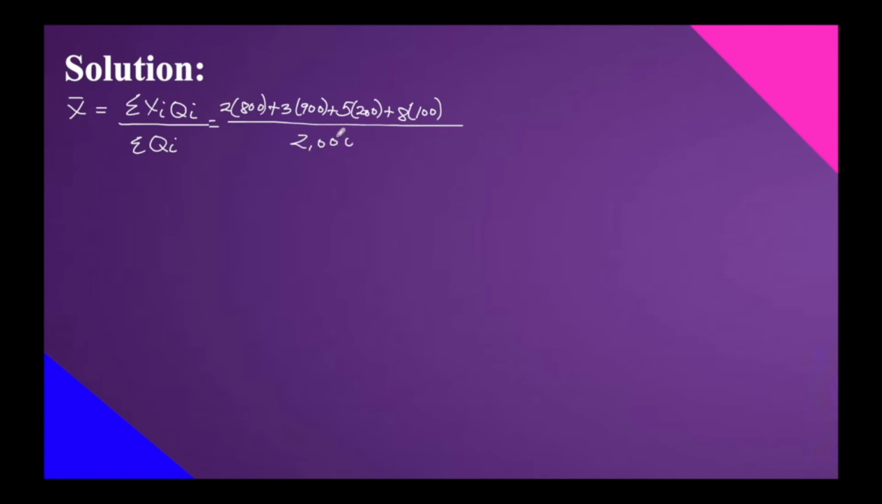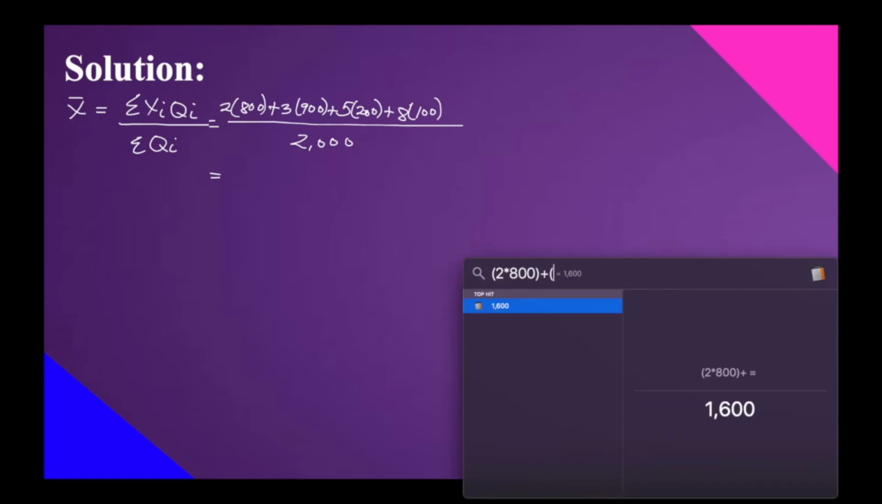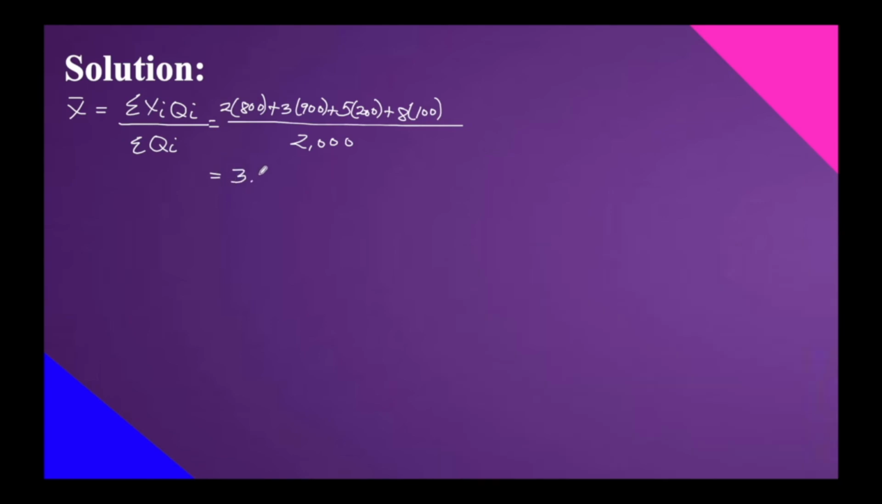Okay, so 2,000. And this is, let's have a computation here. 2 times 800 plus 3 times 900 plus 5 times 200 plus 8 times 100. Okay, and let's divide them by 2,000. Answer is 3.05. So, the x is 3.05. Okay, so we can now solve for the y.